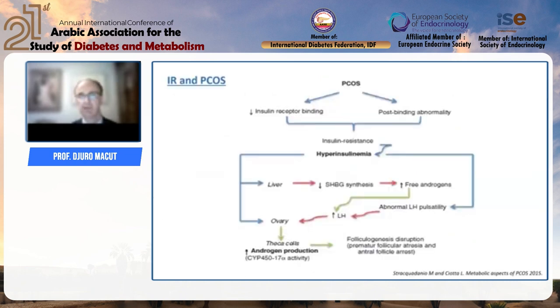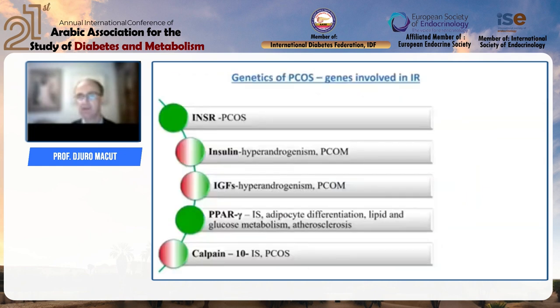What about the pathophysiology? Insulin resistance is involved in the pathophysiology of polycystic ovarian syndrome. We have this hyperandrogenic state, with decreased insulin receptor binding, and then hyperinsulinemia, which affects the liver and the ovary. In the ovary, we have excessive androgen production, and in the liver, a decrease of SHBG. As the net effect, we have free androgens in circulation, affecting the body of the woman.